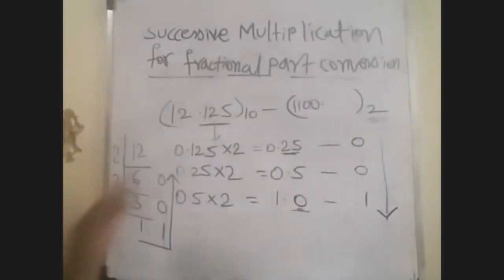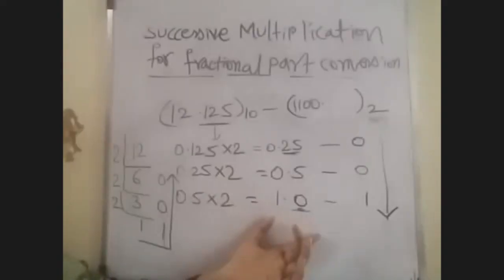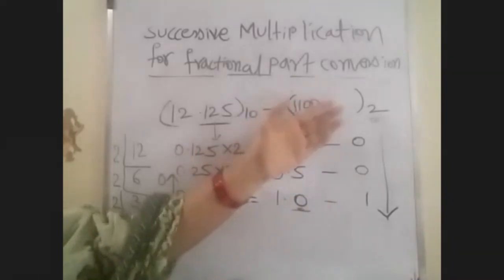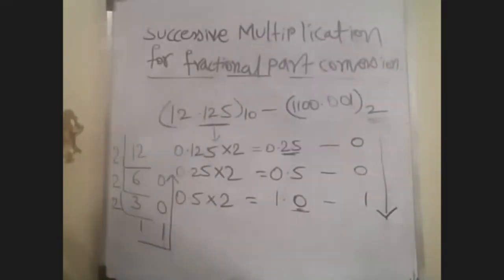Point, then 0.125. What is the result? 0 0 1. Here we take the values from top to bottom, that means 0 0 1. So this is the value. Is it clear? This is the successive multiplication for fractional part conversion.